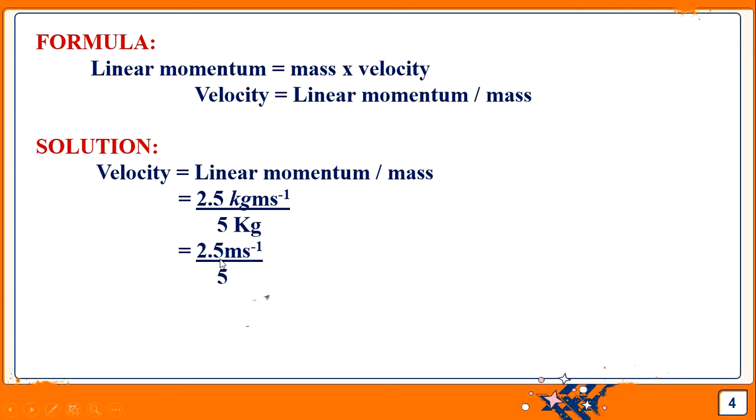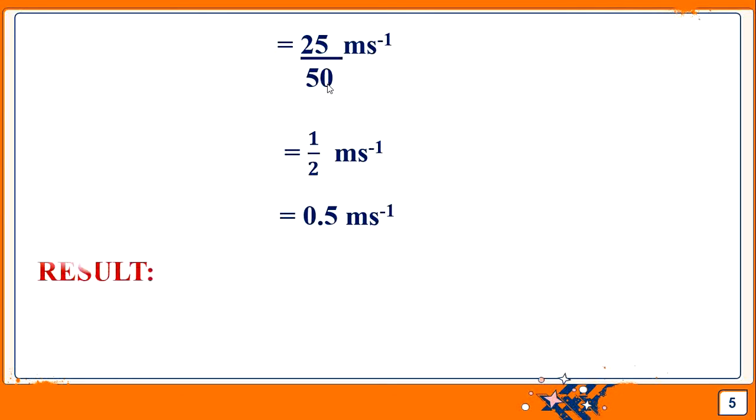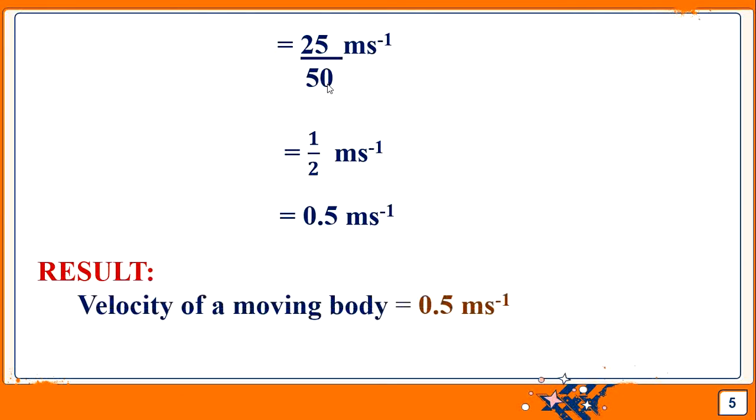So, to remove the decimal we have to multiply with 10. So, 2.5 into 10 by 5 into 10 ms^-1. So, 25 by 50 ms^-1, that is 1 by 2 ms^-1, 0.5 ms^-1. So, the velocity of a moving body is 0.5 ms^-1. In the result we have to write the velocity of a moving body is 0.5 ms^-1.